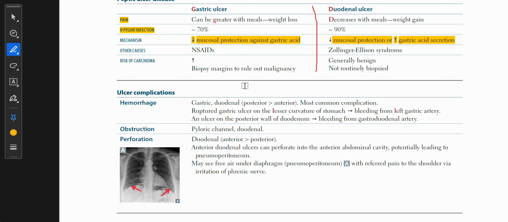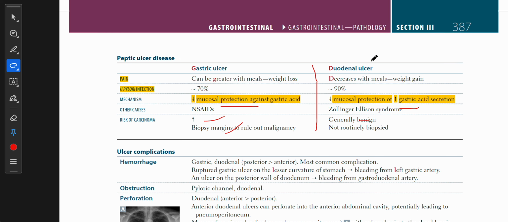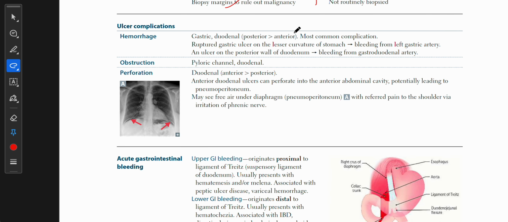The other causes include NSAIDs. Here you can see Zollinger-Ellison syndrome, and the risk of carcinoma is increased, so biopsy margins to rule out malignancy. Duodenal ulcers are generally benign, and biopsy is not routinely done. There are complications of ulcer. The main complications are hemorrhage, obstruction, and perforation. These three main complications you have to remember at any cost: hemorrhage, obstruction, and perforation. That is HOP. You should not forget this at any cost.